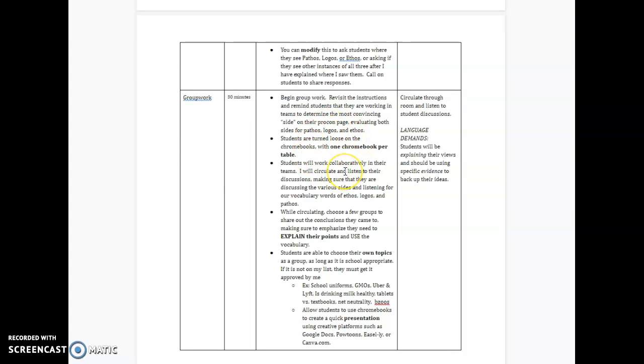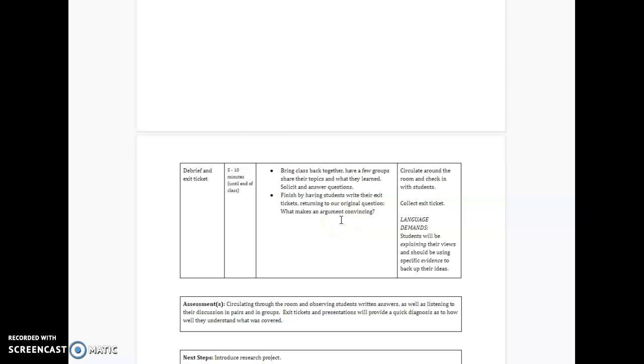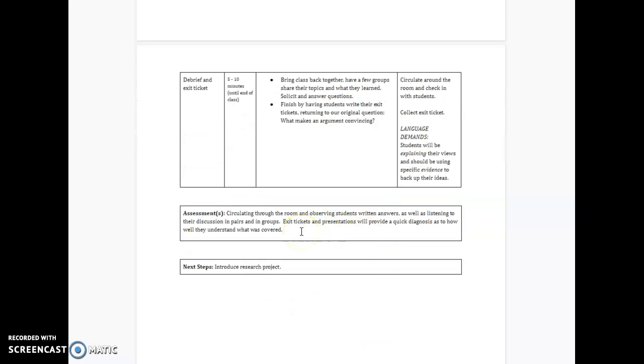During group work, 1 Chromebook per table is necessary for students to explain their points, choose their own topics as a group, and present in a way to allow for creativity and learning styles. As the assessment piece, the teacher will be circulating the room and observing students, listening to discussions, and being an evaluator as well as a facilitator. Exit tickets and presentations will provide a quick diagnosis as to how well they understand what is covered.